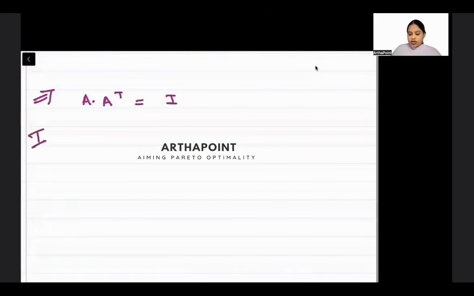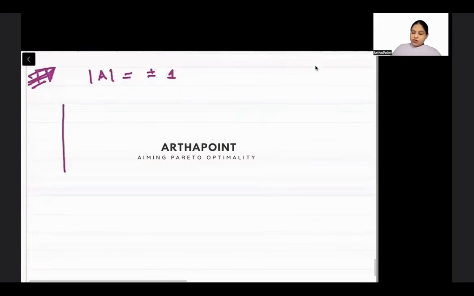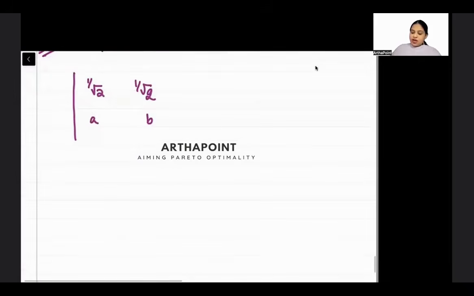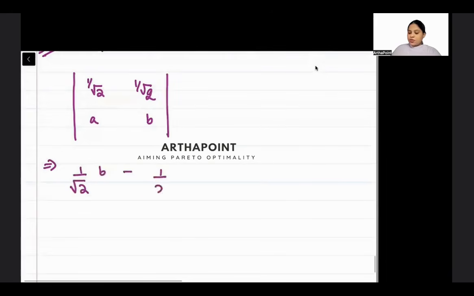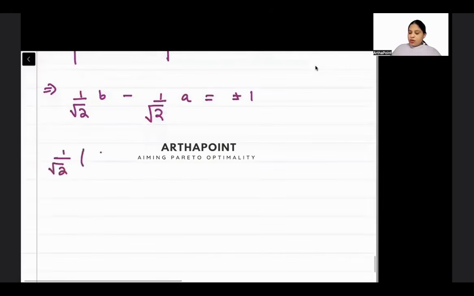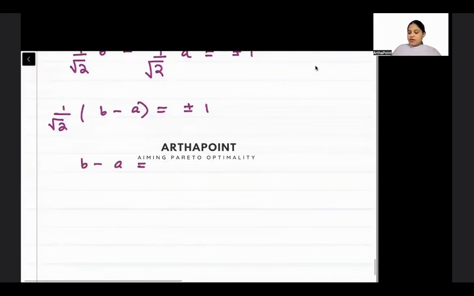Right? Also, there is another property of orthogonal matrix, which is that the determinant of A is plus minus 1. तो बेटा यहाँ देखो जरा, if I just do 1 by root 2, 1 by root 2, A, B, and I try to find its determinant, what will I get? 1 by root 2 B minus 1 by root 2 A, and the determinant is always plus minus 1. So I will get plus minus 1. If I take 1 by root 2 common, B minus A is equal to plus minus 1. So beta B minus A will be plus minus root 2, if I take root 2 here.